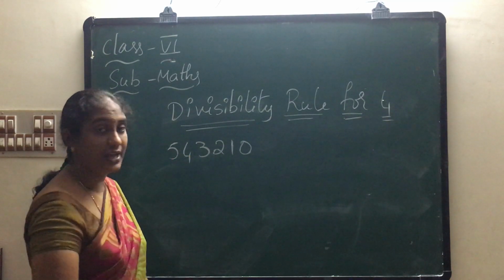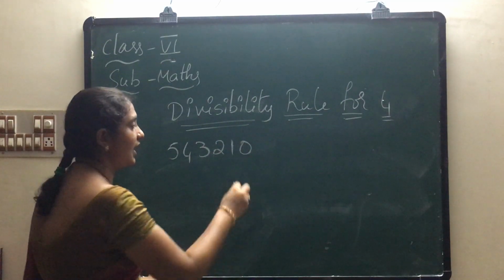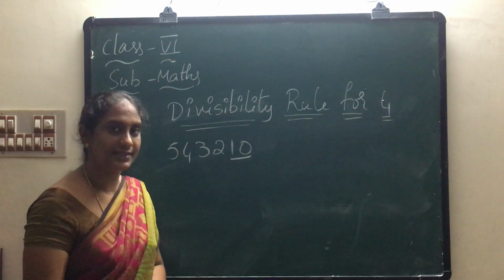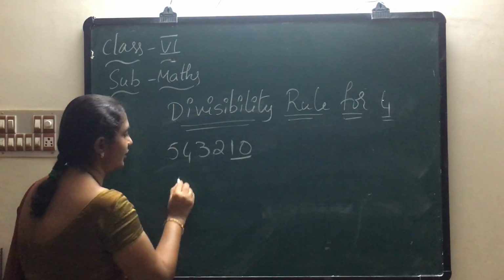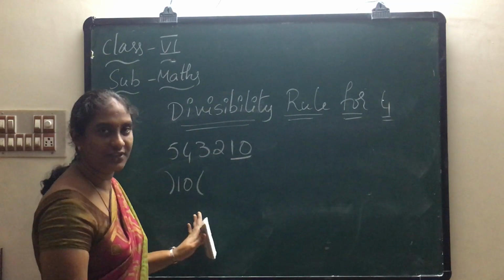Okay? Now for divisibility by 4, what do we have to see? We have to take the last 2 digits. What are the last 2 digits? 10. We have to divide 10 by 4.